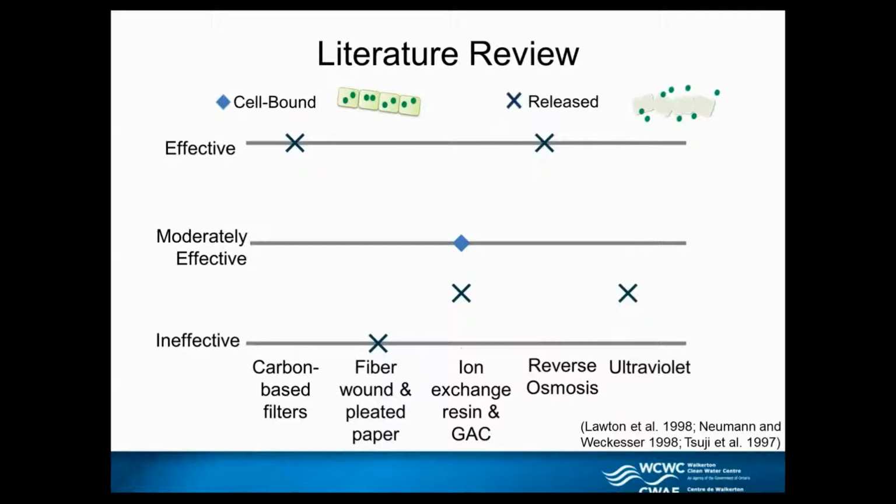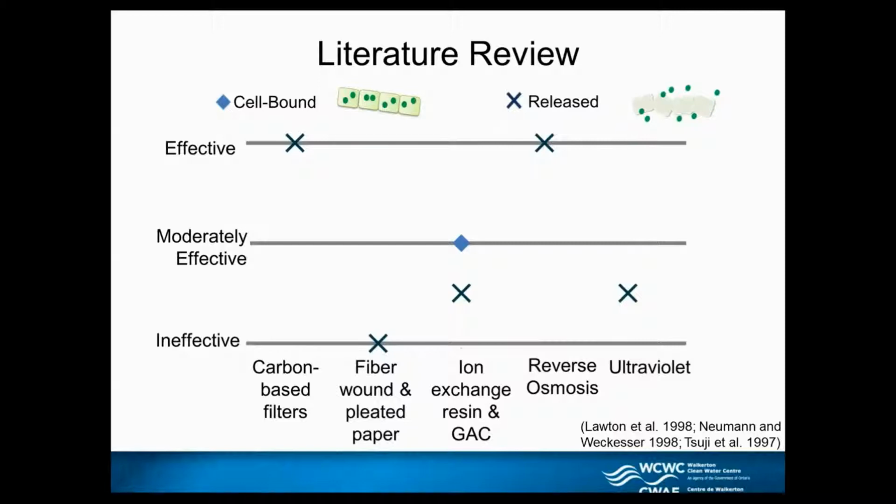And here we have the diamonds representing studies that looked at the cell-bound form. So how well are these treatments able to tackle or remove the intact cells? And the X's represent the released toxins. So the first study looked at carbon-based filters and fiber-wound and pleated paper filters. And they found that the carbon-based filters actually did remove 99% of the microcystin LR. So we ranked that as effective. Whereas the fiber-wound and pleated paper only removed about 5% of microcystin LR. This study did not look at the cell-bound form, so it only looked at the released toxins.